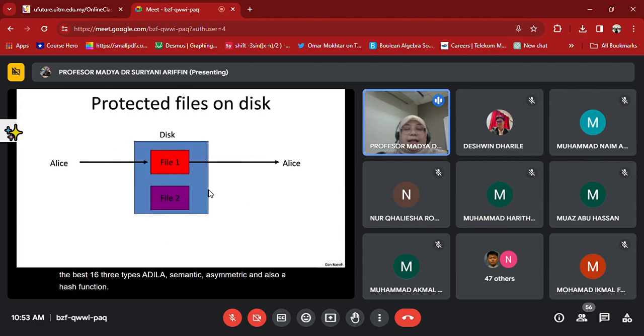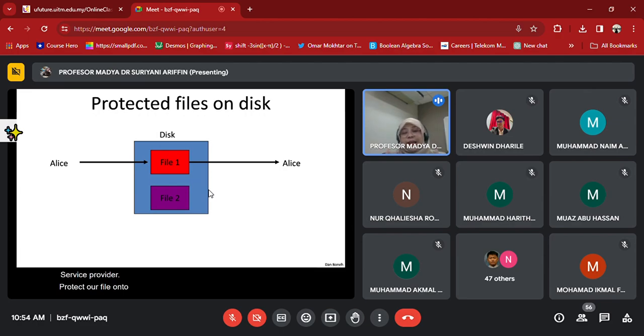Okay. Another use of cryptography is protecting a file on a disk. For example, we have a file that we want to protect, because we want to send it through WhatsApp, for example. There is Alice and Bob, or we want to send it to our friend. But we must make sure our service provider cannot read it. So we must protect our file by encrypting it.